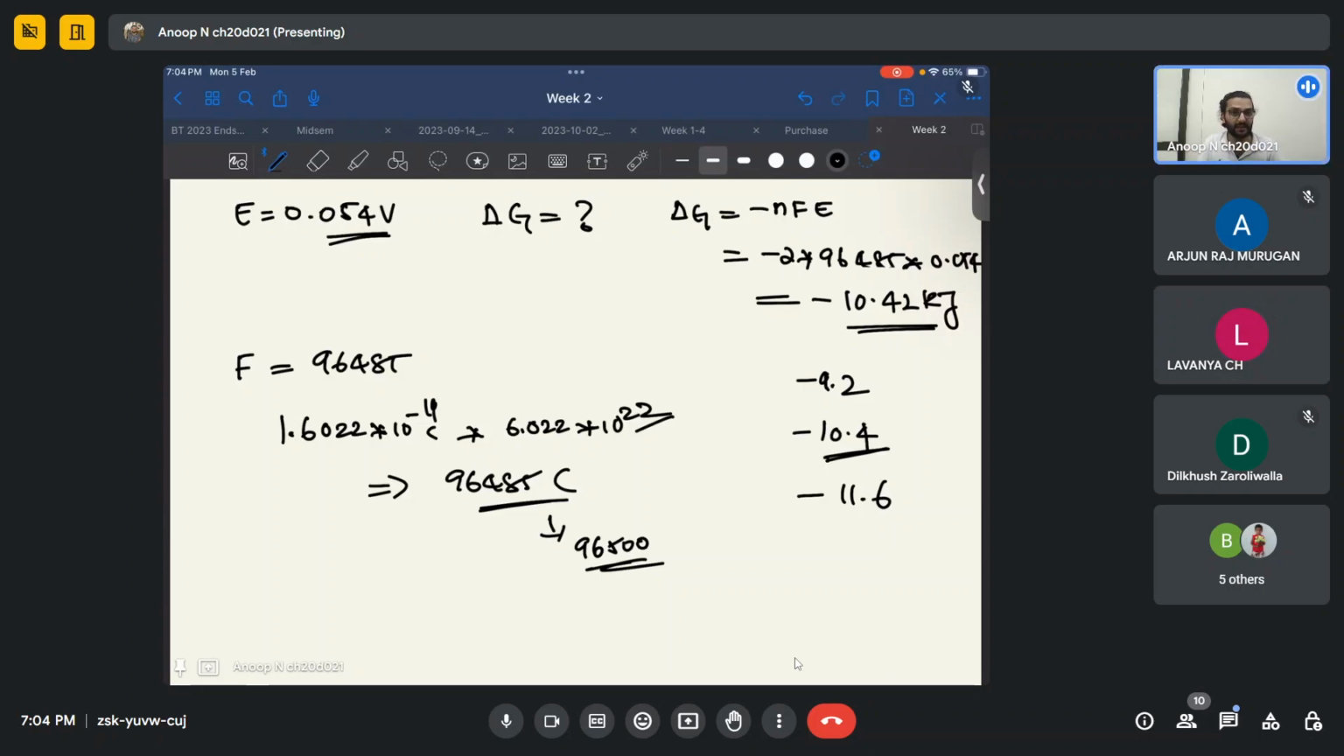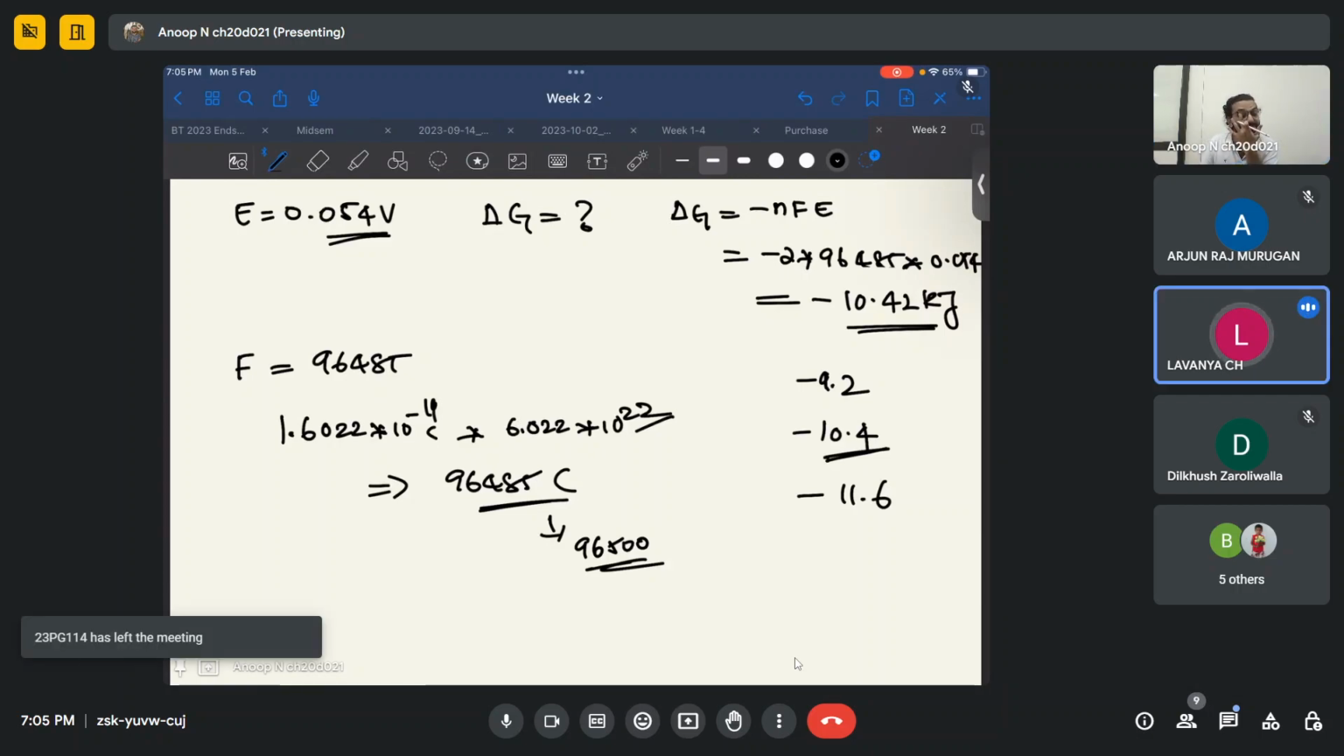How? You just take the calculator and multiply 2 into 96485 into 0.054. No, that is in joules, not kilojoules. It's coming 10,420 joules, which is equal to 10.42 kilojoule. So I wrote the unit as kilojoule. Got it?